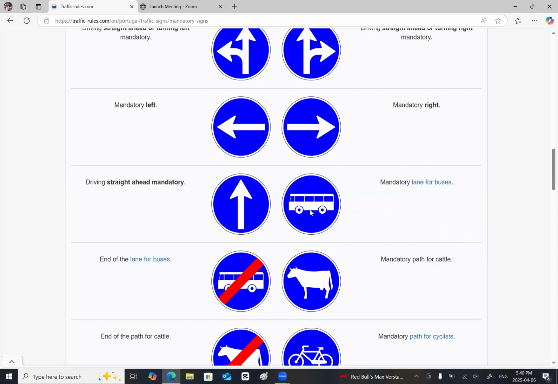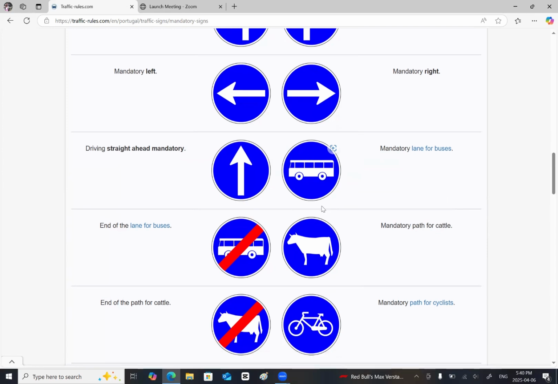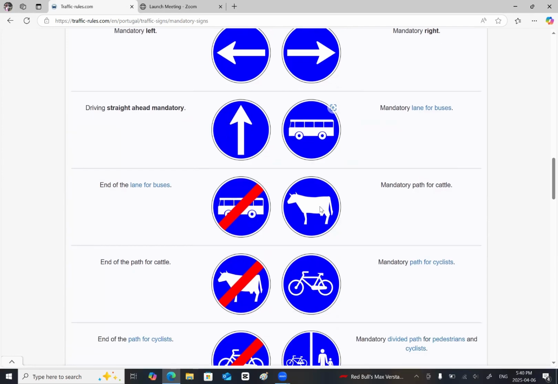Okay, you can see the picture of the bus. Mandatory lane for buses. The lane is only for buses, not for cars, not for cyclists, not for motorcycles. And here you can see the bus with a red sign. That means end of the lane for buses. There is a lane for buses, and that lane is ending soon.